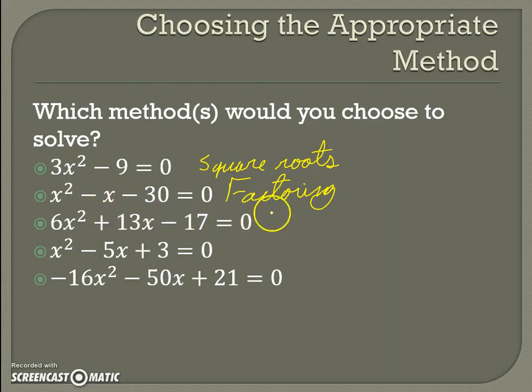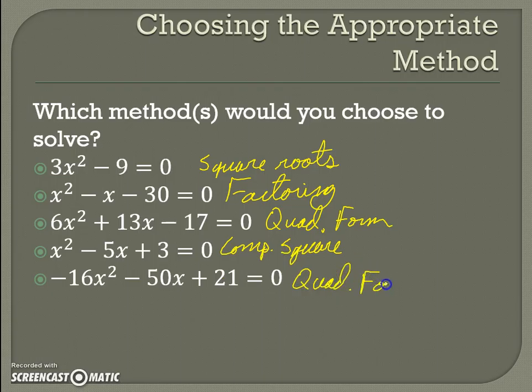If I'm using this one, I'm going to use the quadratic formula because a is not equal to 1. If I'm factoring this one, I can't think of any factors of 3, so on this one, I'm probably going to do completing the square. I could also use quadratic formula. And then this one down here is really big and ugly. I'm definitely going to use the quadratic formula on that.